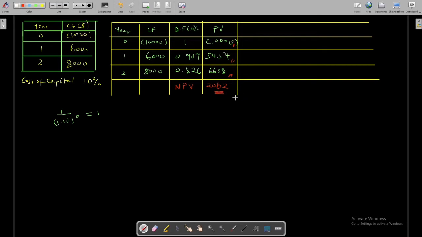So in order to find the internal rate of return, using a rate of 10% we had a positive NPV. Therefore, we have to increase this cost of capital of 10% in order to get a negative NPV before we can calculate the internal rate of return. So let's look at a different discount factor, say 20%.